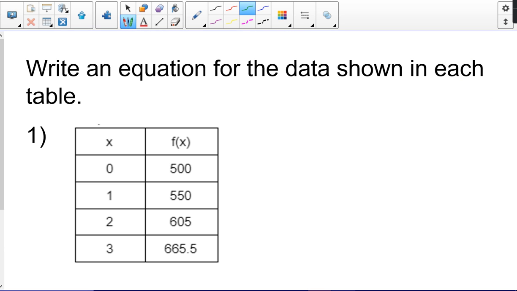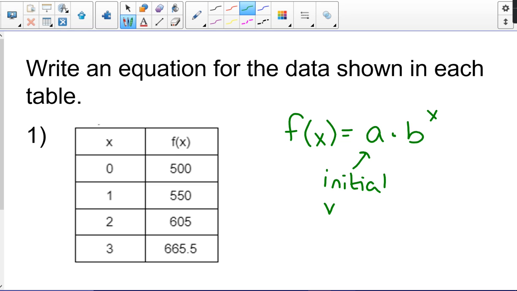Next, we need to write an equation for the data shown in this table, and I will tell you that this is going to be an exponential function. So the form of an exponential function is f of x equals a times b to the x power. A is the initial value, or the starting amount, and b is a constant factor, a number that we keep multiplying by as we go down that table.